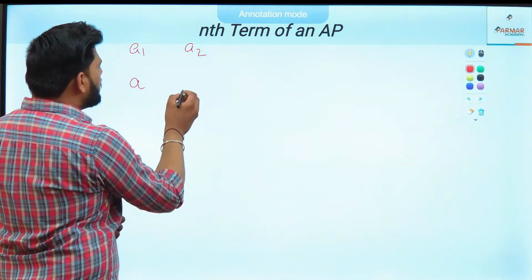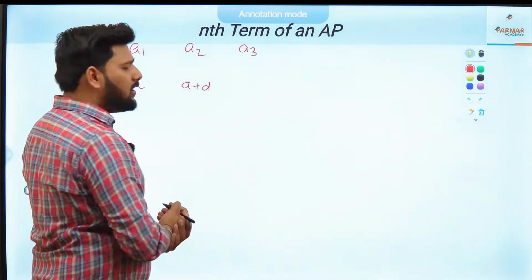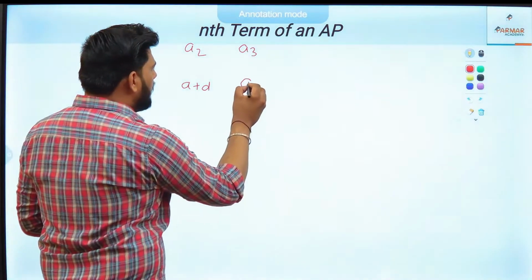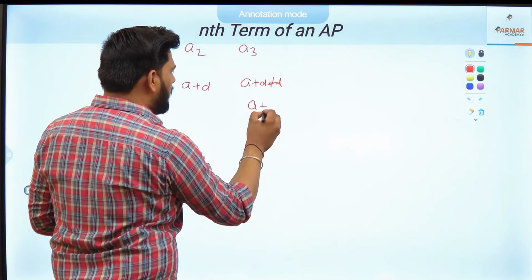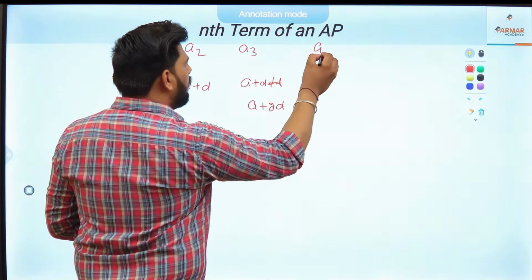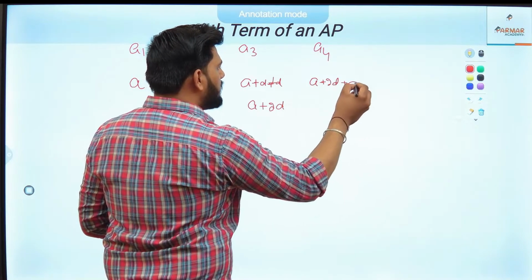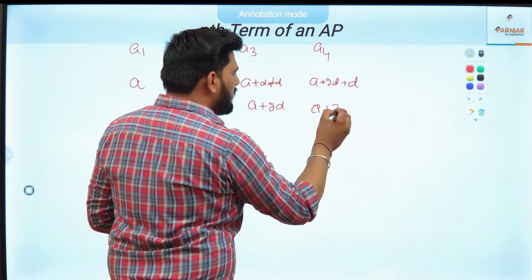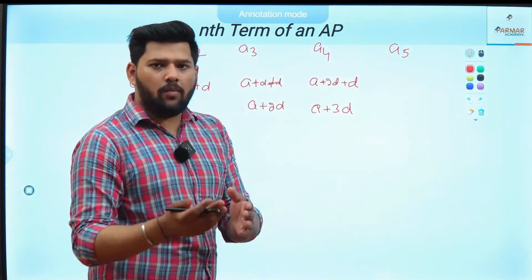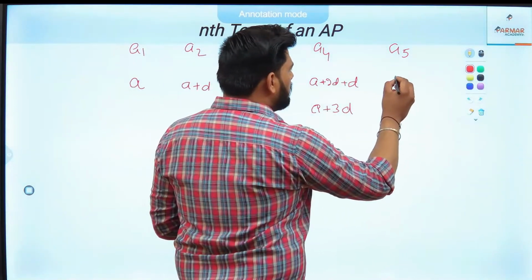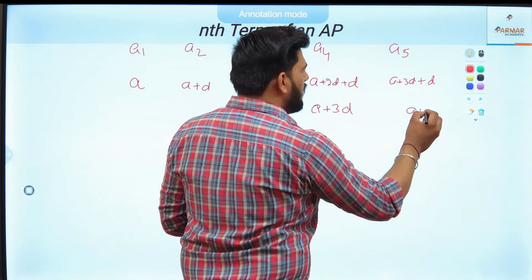Second term, how to find the second term? That is first term plus difference. How to find the third term? Again add D, that is A plus D plus D. Add difference to the previous term, that is A plus 2D. The fourth term, add difference to the third term, that is A plus 2D plus D, that is A plus 3D. Fifth term, simply according to the definition, add common difference to the previous term, that is fourth term plus difference, that is A plus 4D.